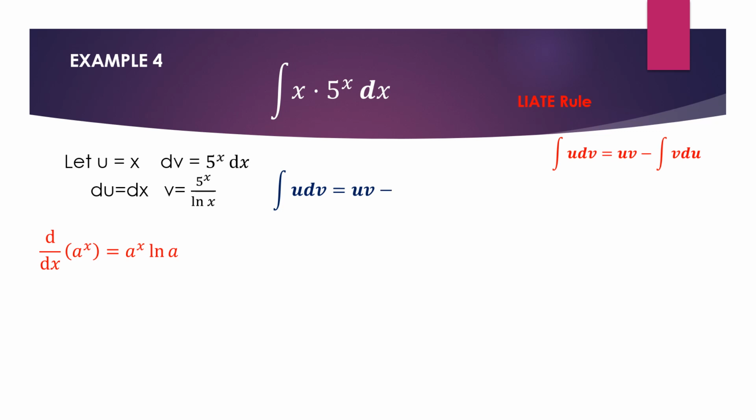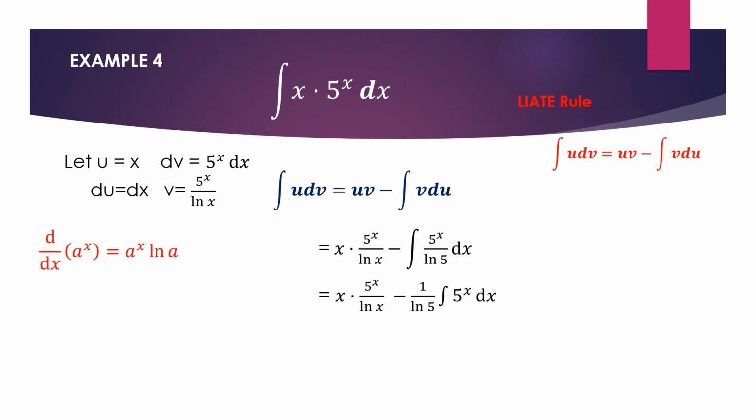We use our formula here, and then we get x times 5^x over natural log 5 minus integral 5^x over natural log 5 dx. And finally, we'll get our answer, that is x times 5^x over natural log 5 minus 5^x over natural log 5 squared plus c.